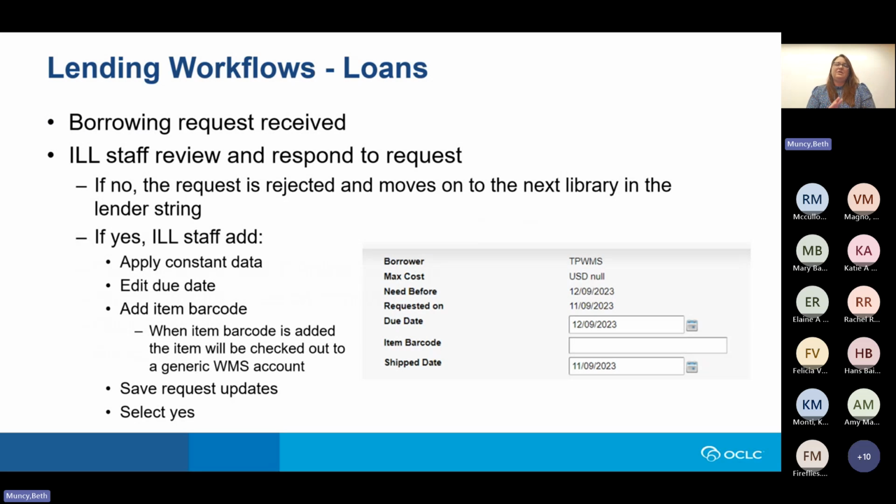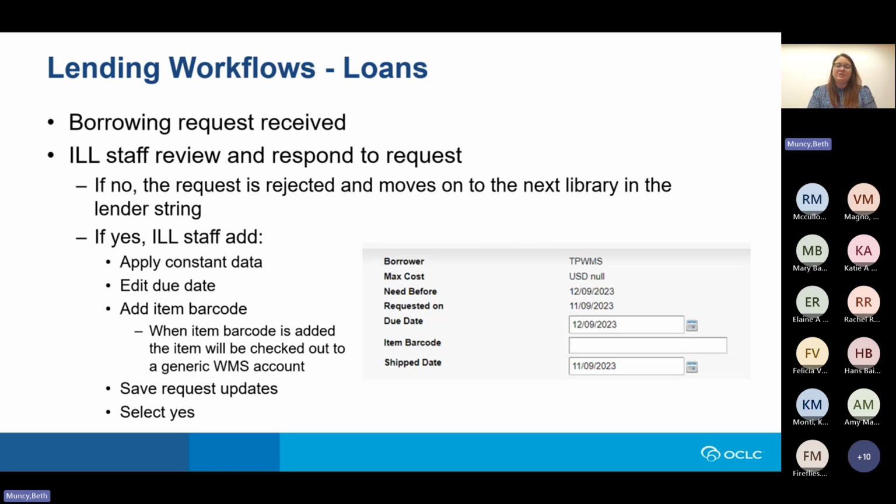What's nice about the integration though here is we can turn on automatic checkout and check-in. So when I send the item through WorldShare ILL and I send it off to that borrowing library, once I have marked that item as yes, then the system will check it out to that generic WMS ILL account that I have created. I don't have to go into circulation and check it out. The system will do that automatically.